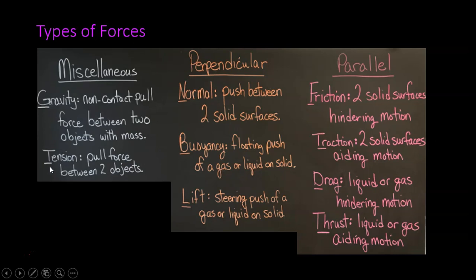Another common type of miscellaneous force we have is a tension force, and this is a pull force between two objects. We typically think of it as a rope or chain pulling an object, but it also could be a solid steel rod or any other object. Or for instance, if you stick out your arm to help pull a friend up off the ground, your arm is exerting a tension force on your friend.